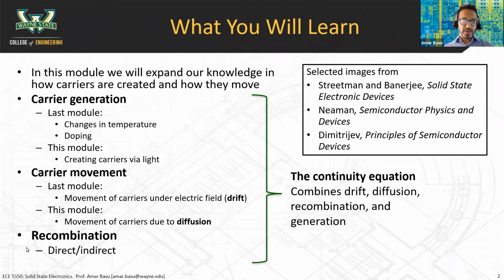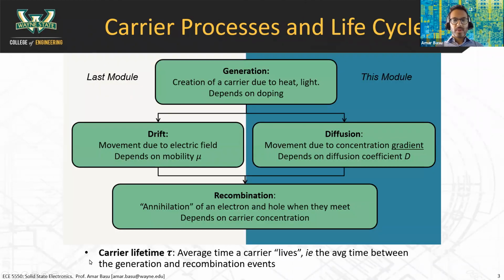We also talked about recombination last time in class, direct and indirect. So at the end of this module, we want to have a good understanding of all 4 of these carrier processes: carrier generation, which is the creation of a carrier due to heat or light. So this depends on doping. After a carrier is generated, an electron or a hole can move due to electric field, which is drift. It can move due to concentration gradients, which we talk about today. That is called diffusion. And then after some period of time, the electron or hole disappears, or it becomes annihilated. That's what we talked about last time, recombination.